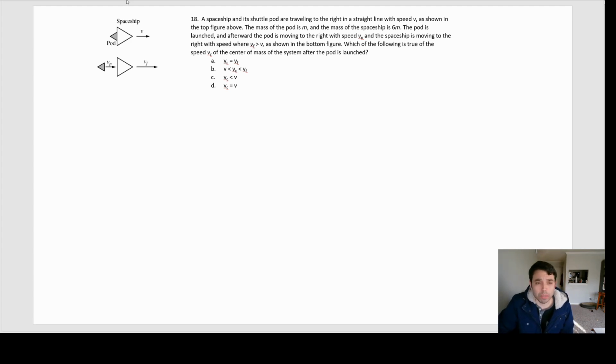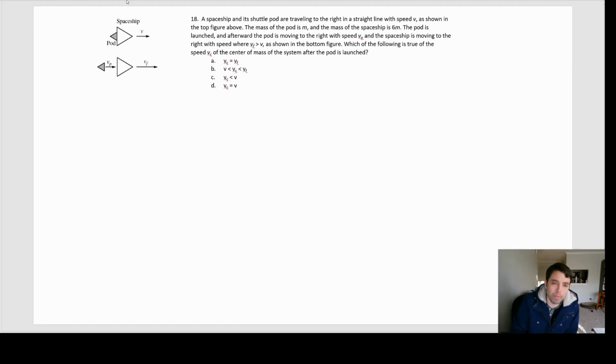And the mass of the spaceship, the white triangle, is 6m, 6 times the mass of the pod. The pod is launched, and afterward the pod is moving to the right with speed vp, the velocity of the pod, as shown in the figure. And the spaceship is moving to the right with speed vf, which is greater than the initial speed. This speed of the spaceship after they separate is greater than it was initially, when they were together. So it's an explosion collision, they're separating apart. Which of the following is true of the speed vc, which represents the center of mass of the system after the pod is launched? All right, question.